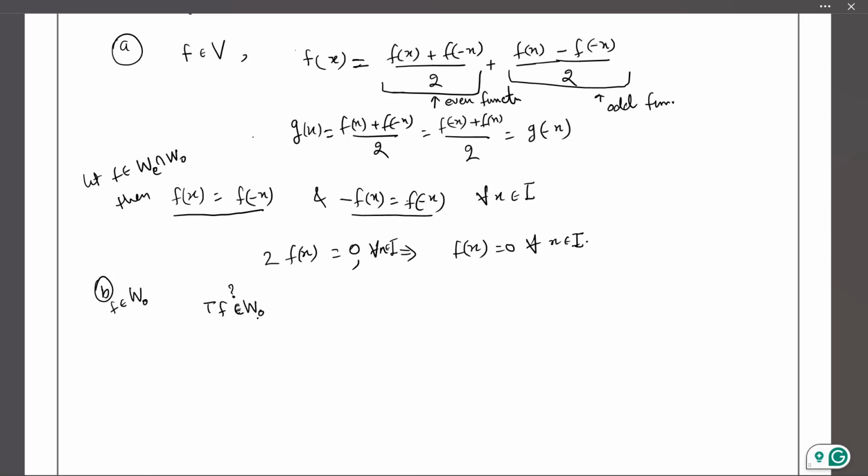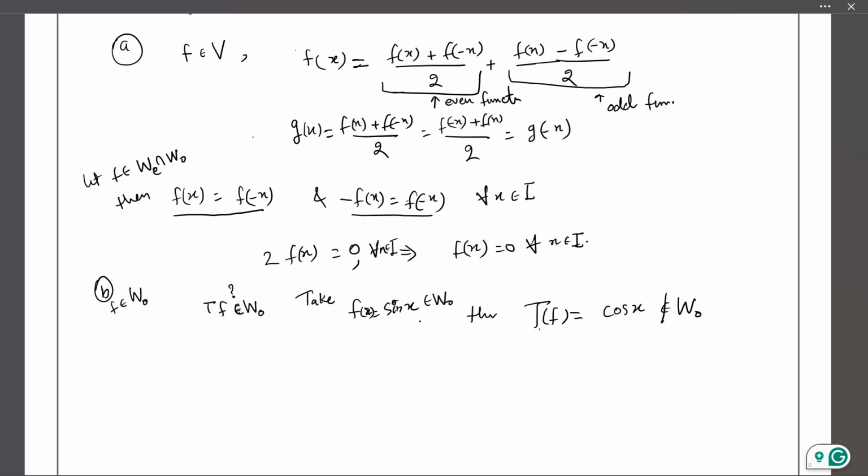Then W_o will be T invariant. But let's say take f to be sin x. If f(x) is equal to sin x, sin x is an odd function, right? Then Tf, what is Tf? By definition of T, it will be cos x. And this is not in W_o. Right? So this way you can show that W_o is not T invariant.